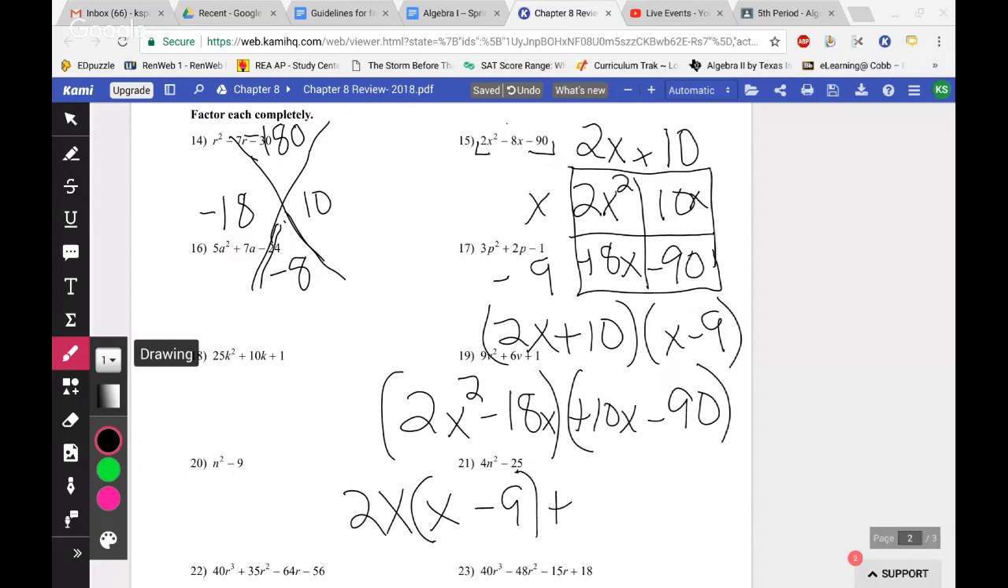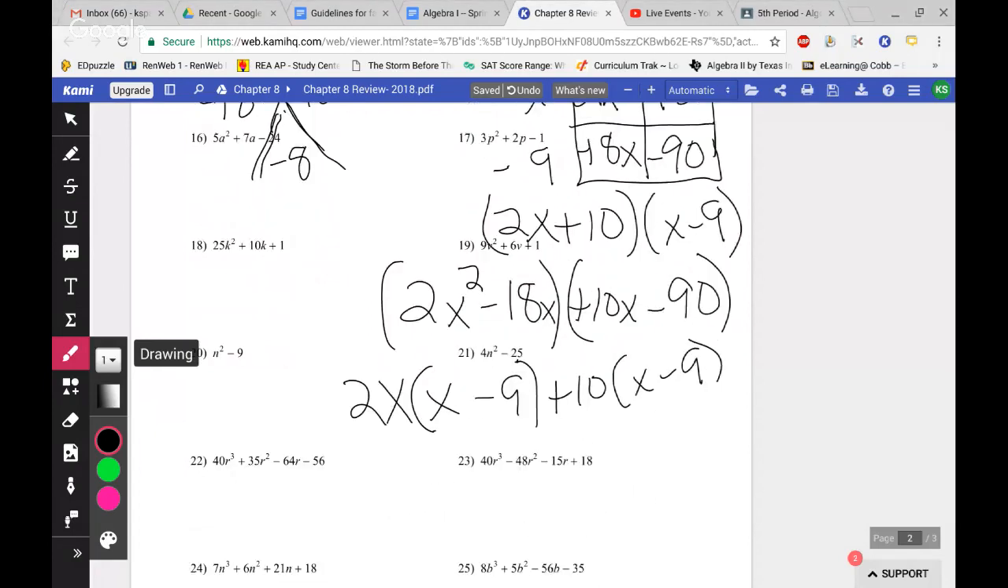And then you would factor out a 10 here. So then you would have the 2x plus 10, which is what we got, right? Yeah. And then the x minus 9. Now that would be the grouping method.